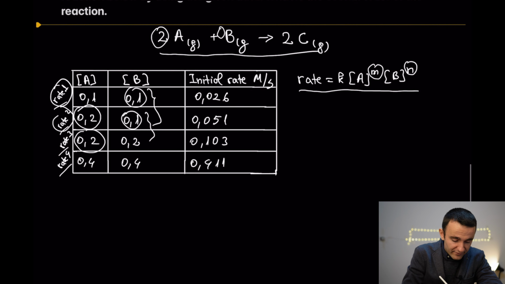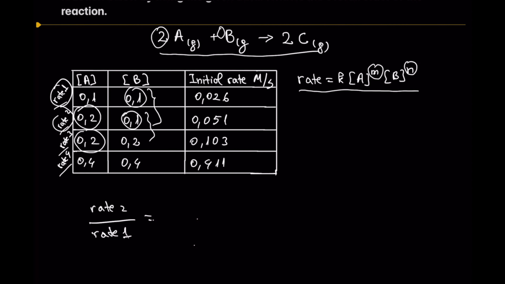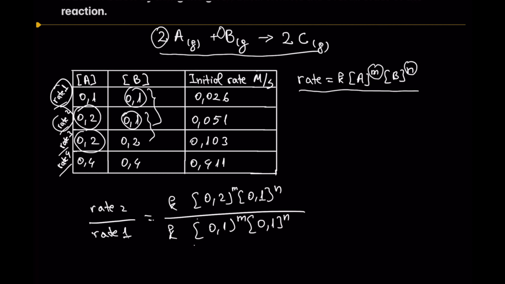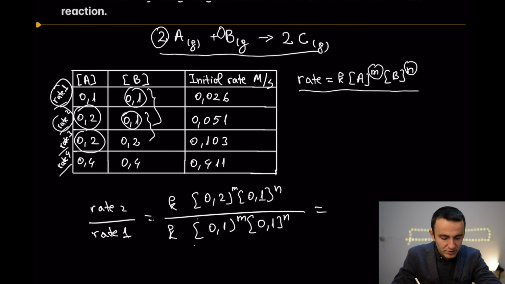So what do we have? First, in order to find the order for A, it's going to be rate 2 over rate 1. These are equal to the corresponding initial rates. So it's 0.051.